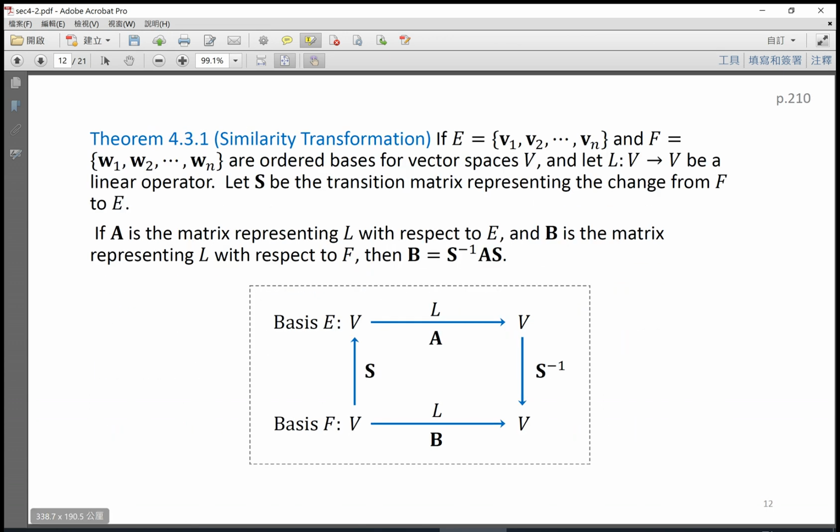Because if A and B are matrix representations of L, then there is a transition matrix S such that B equals S inverse times A times S, and therefore B and A are similar.